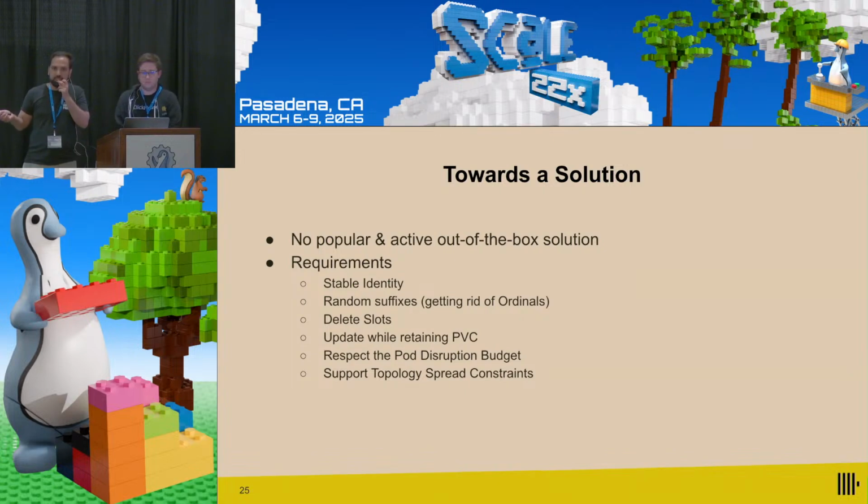So we wanted to use delete slots, but of course, delete slots are not available inside stateful sets in general. So we were already approaching the point where we needed to make our own custom solution, which should look like a stateful set, right? Stable identity. We wanted to get rid of ordinals because of the problems I described before. And then have all the support of PVCs, respect the disruption budget. Topology spread constraints also became important, and we're going to talk about why.